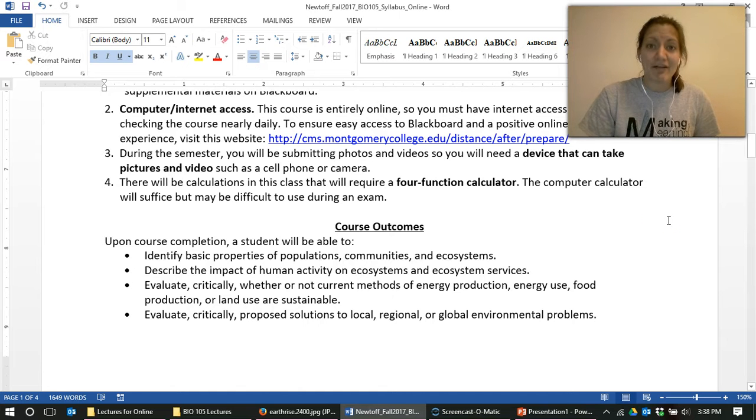I know your computers have a calculator, but I'll tell you right now, it's going to be easier if you have an actual calculator in front of you. It only needs to be for function. We're not going to use any fancy graphing calculators or anything.